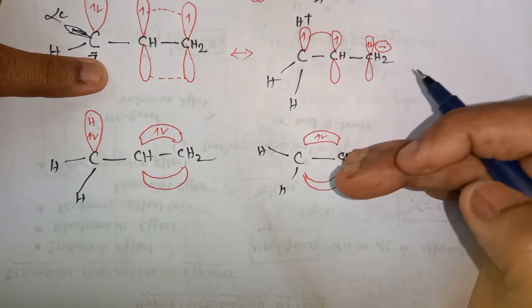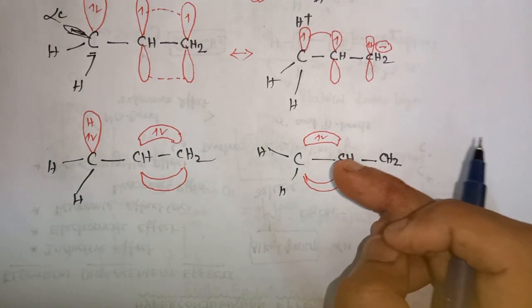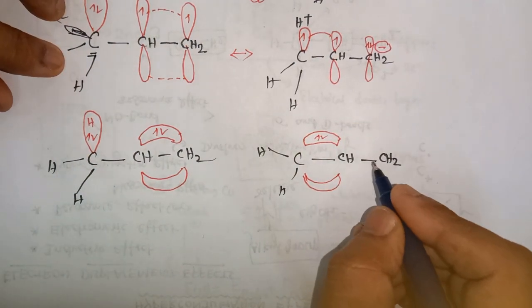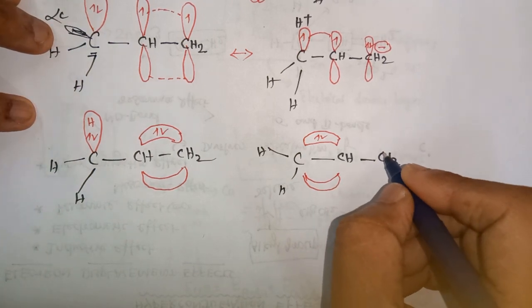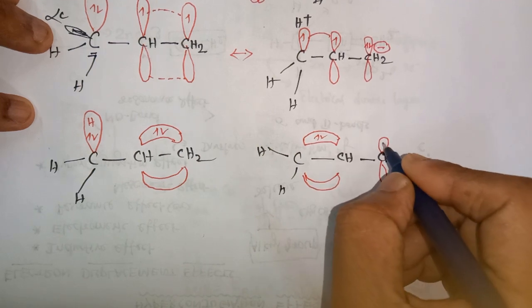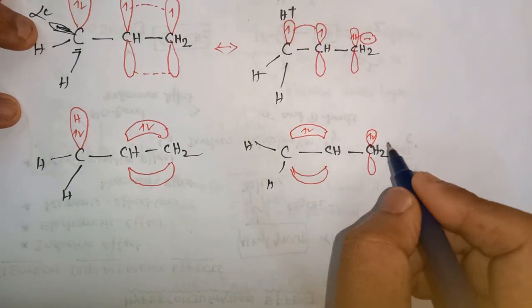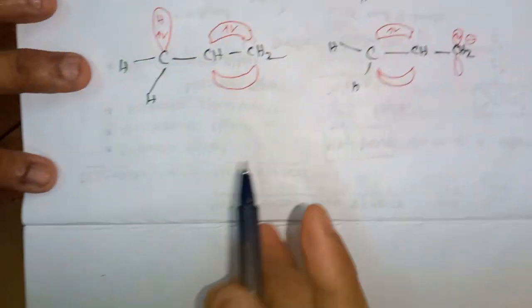Then it is called the nuclear axis. Above and below the nuclear axis, the electron density is higher. It forms the pi bond. But in this case, what will happen? Now here, this is having a negative charge.